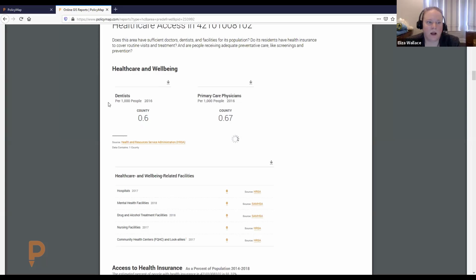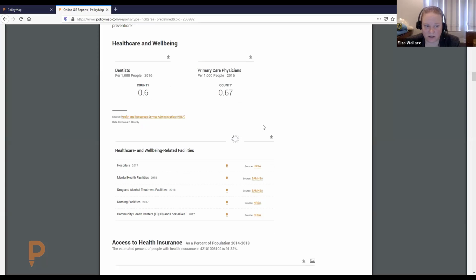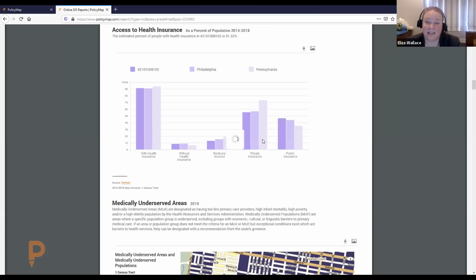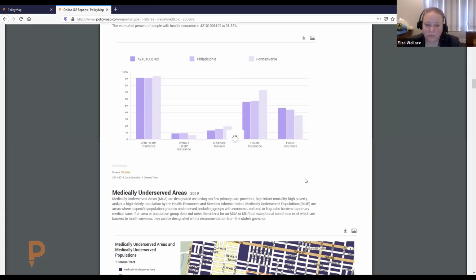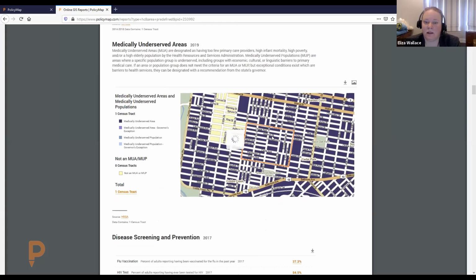So number of dentists. Can people go to the dentist or the doctor in this neighborhood? Access to health insurance. Here's a big one. You can see this is the census tract compared to Philadelphia in general. There's a lower percentage of people who have private insurance, and that means insurance through their employer, than for Pennsylvania as a whole. And you can see that it's in a medically underserved area.